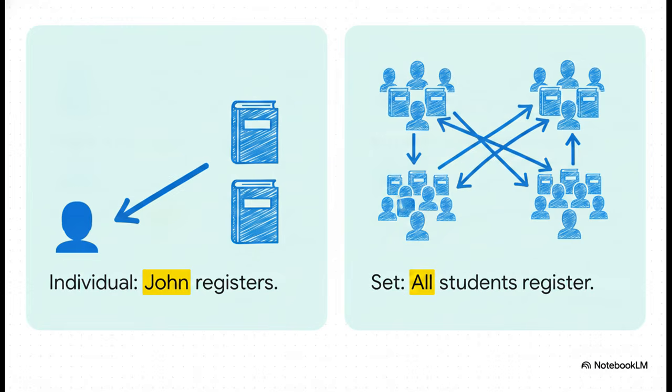Now, we need to make a really quick distinction between an individual relationship and a relationship set. A single relationship is just one specific occurrence. For instance, John registers for database systems. But databases don't just look at individuals, right? They look at the collective. A relationship set is the collection of all similar relationships of the exact same type. So the relationship set here is all students registering for all classes. It's how databases group similar connections together to form a robust searchable structure.